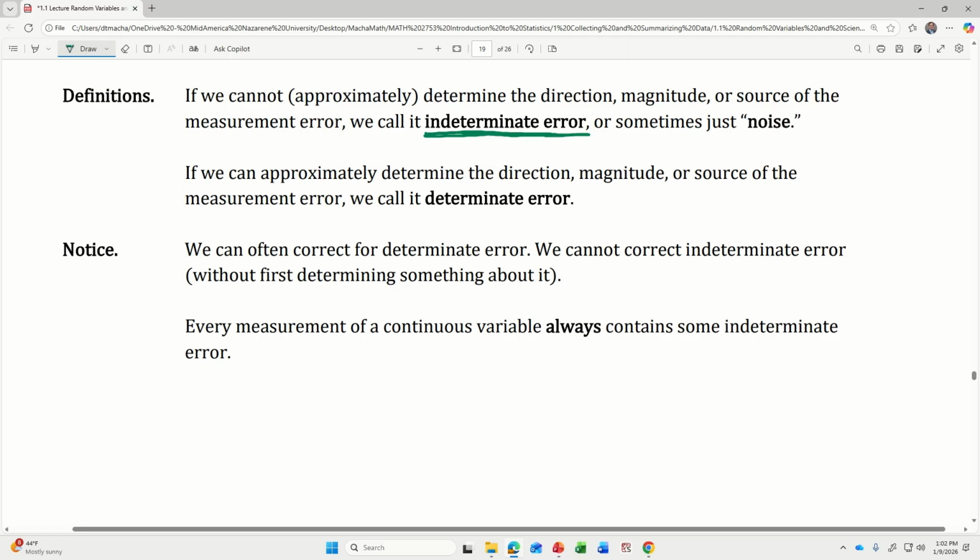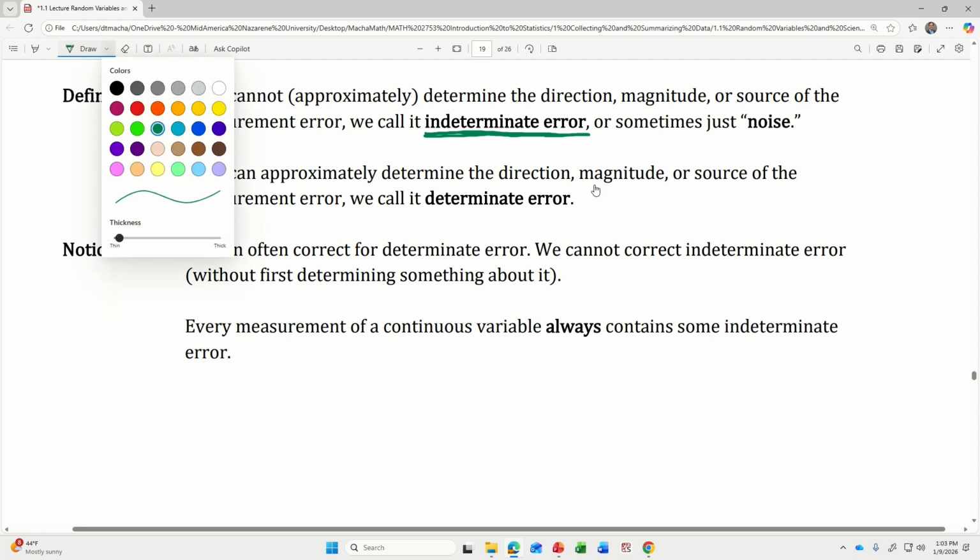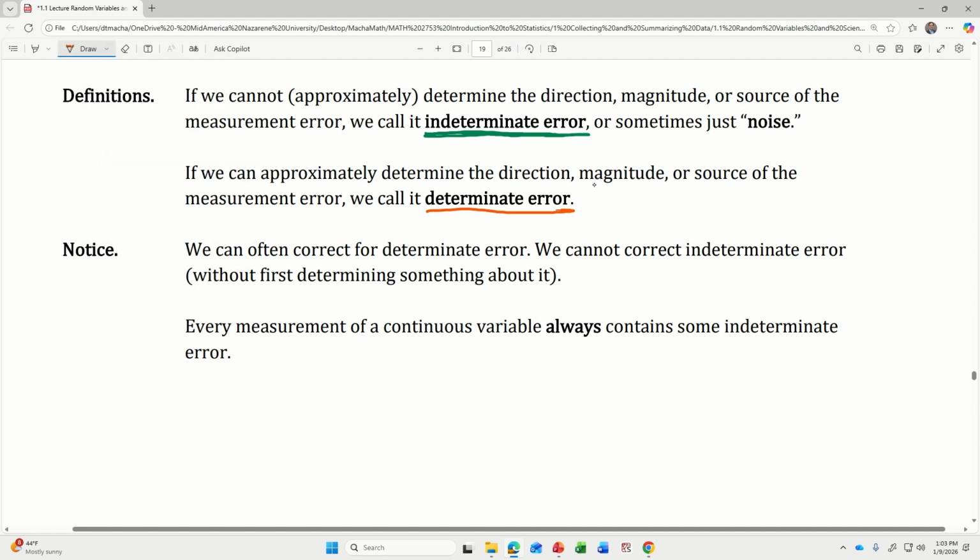Indeterminate means we cannot determine the error. So like, I don't know why my personal scale is different from the doctor's scale. I don't know which one is actually reading the correct weight and which one is off. So I don't really know if the error is a positive error or a negative error. I don't know. So that would be indeterminate because I don't know. If I did happen to know the direction or magnitude or source of the error, I would call that determinate because we've determined something about the error, right? The more you know, the more determinate it is.